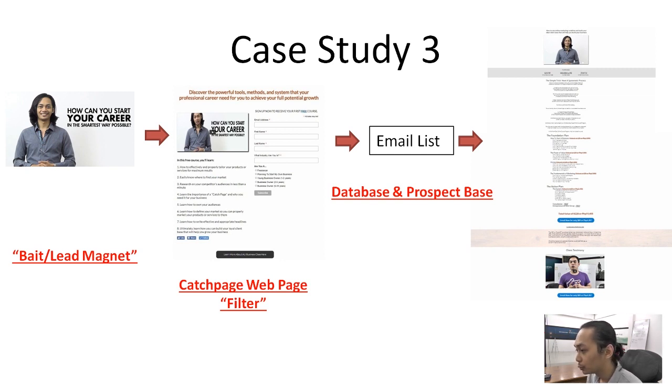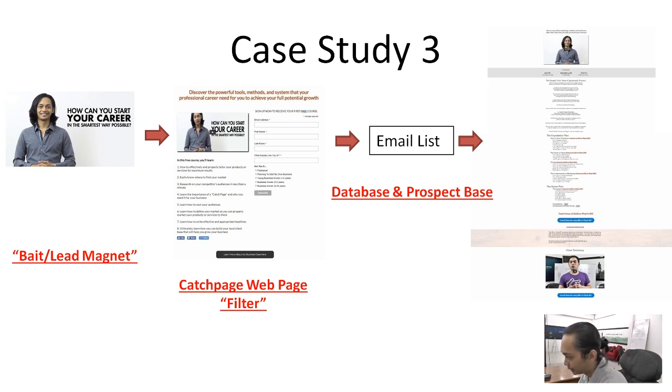So we filter out only those who are really interested and those who have the potential to be our customers. Now the email list is the database or the prospect base. This is where we store all the information of the potential customers that can become our future buying customers.